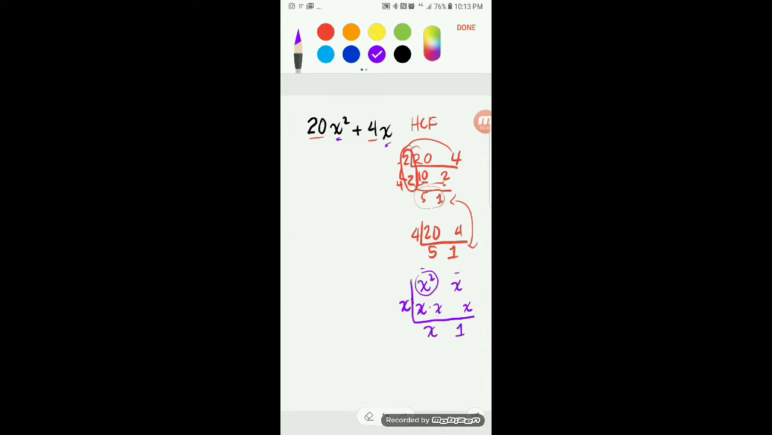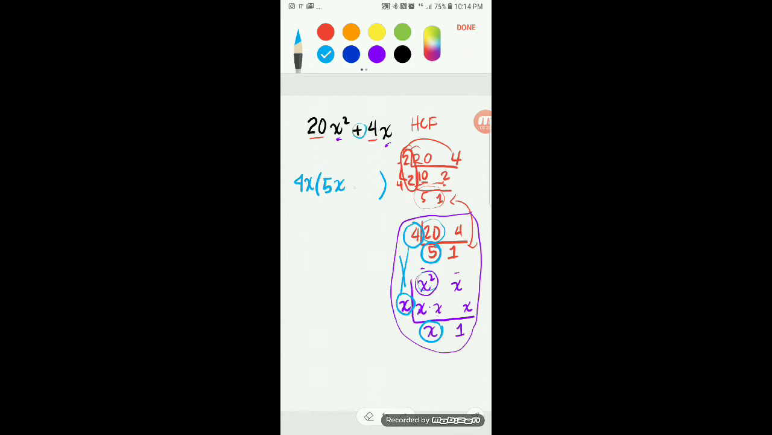Okay? So let us put all of this together so that we can get our factorized version. So the numbers and the variables outside the ladder will be the same numbers or variables outside the bracket. Okay? So we need to multiply these two together. So 4 times x is 4x. Okay? Then, since this is 20x squared, these two are together. So 5 times x is 5x.